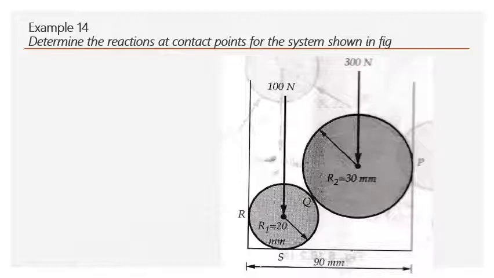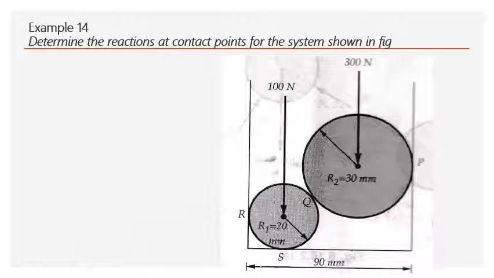Last class also we solved problems. The spheres were resting on an inclined plane and both the spheres were of the same radius. Here the spheres are of different radius and they are enclosed in a channel of width 90 mm. So this is the diagram given. Radii are given. We have to find the reactions at the contact surfaces.